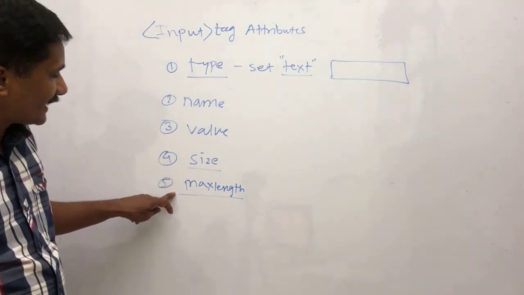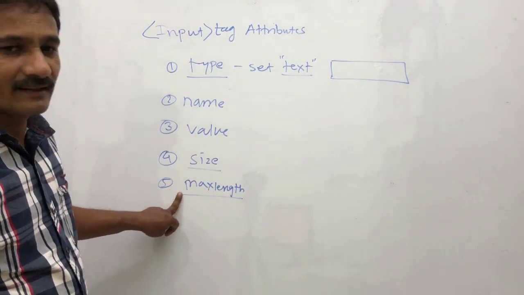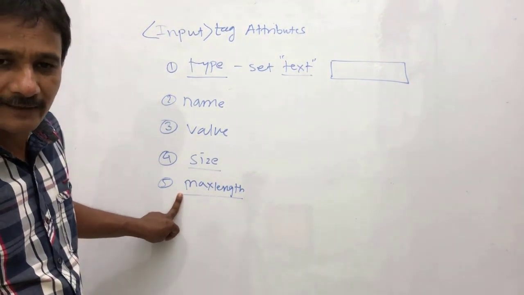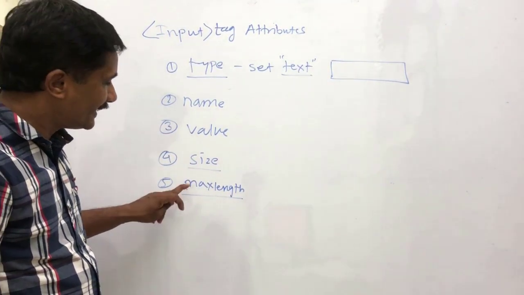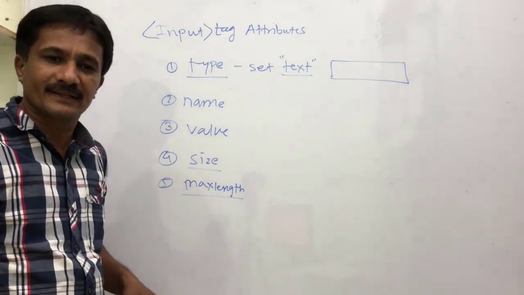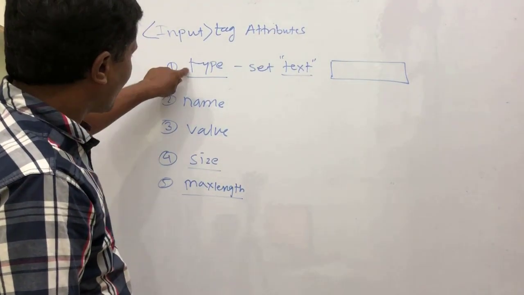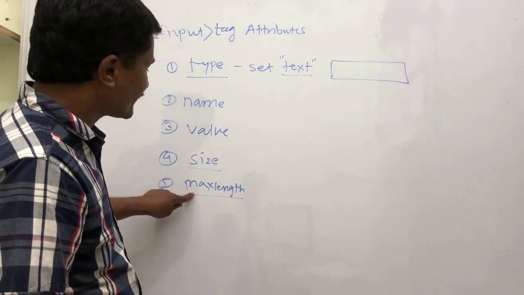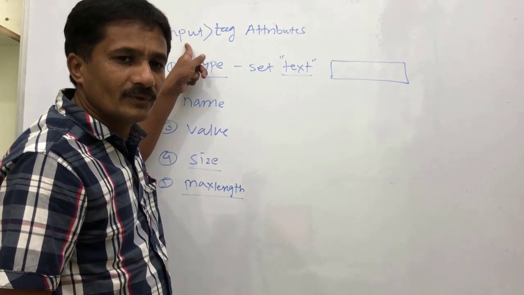And then the last attribute is max length. Max length allows you to specify the maximum number of characters a user can enter into the text box. Okay, all these are the attributes: type, name, value, size, max length. All these are the attributes of the input tag.